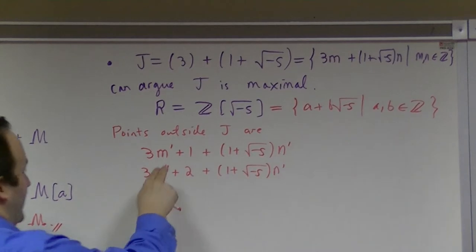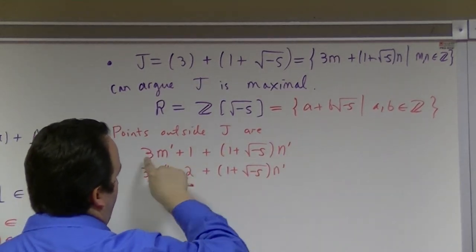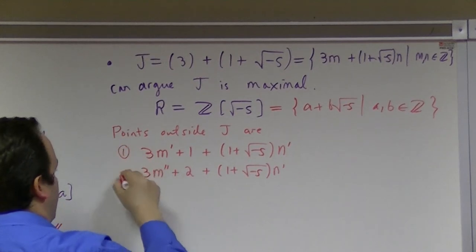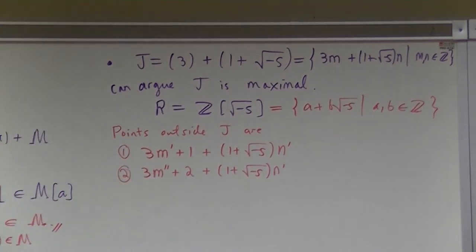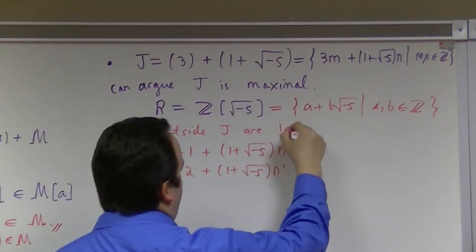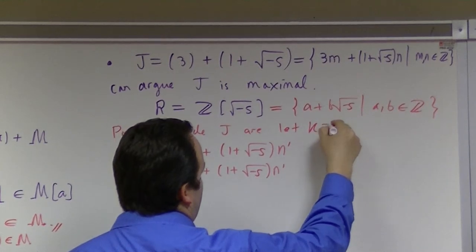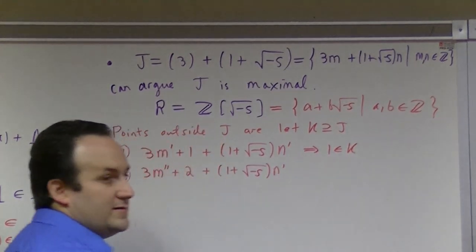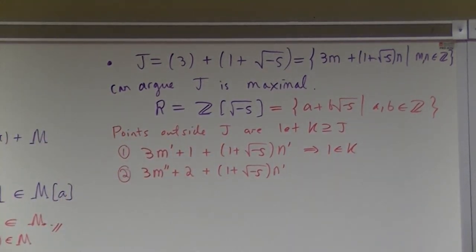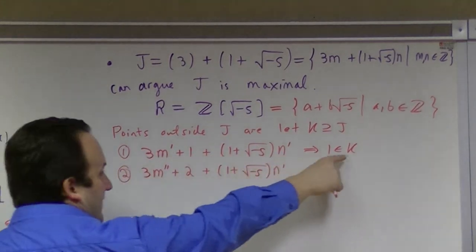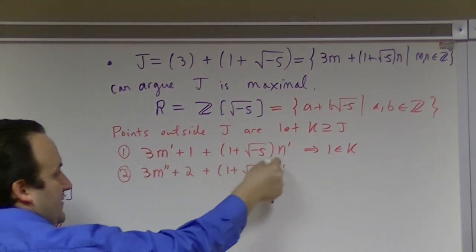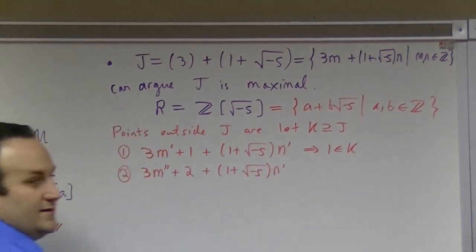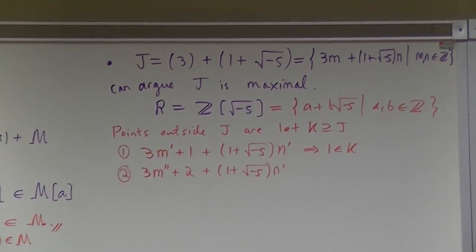So if elements of the first type, we call this type 1, we call this type 2. So if elements of type 1 are in this larger, you know, points outside J, let's let K be the hypothetical ideal which contains J, right? So this would say if 1 is an element of K, well, game over. If these kinds of things are in K, that means that 1 in particular, because you can choose m' equal to 0 and n' equals 0, then that gives you 1 is an element of K. But if 1 is an element of K, then K is equal to the whole ring, right? Because 1 generates the ring.